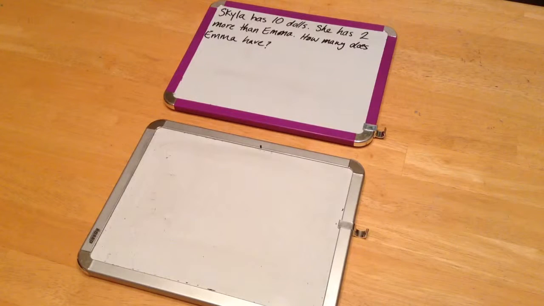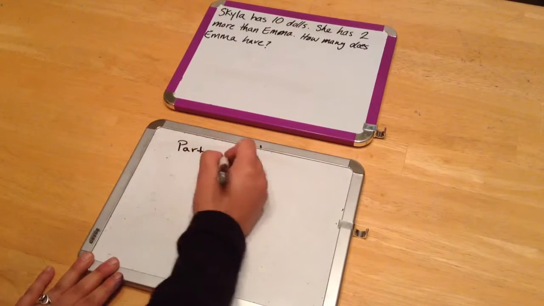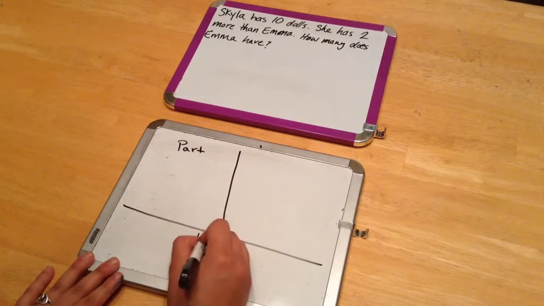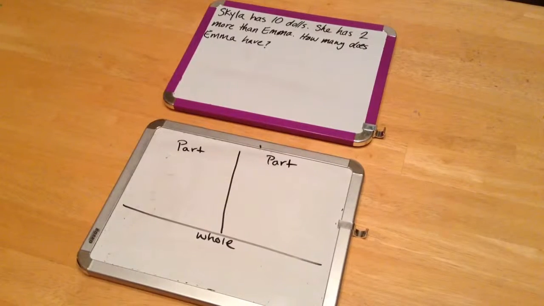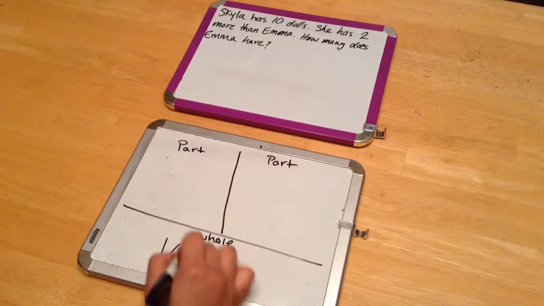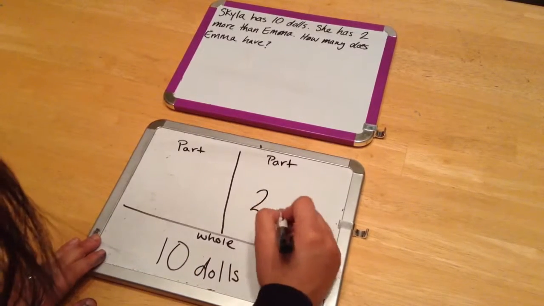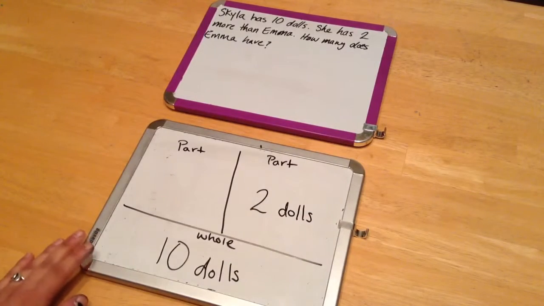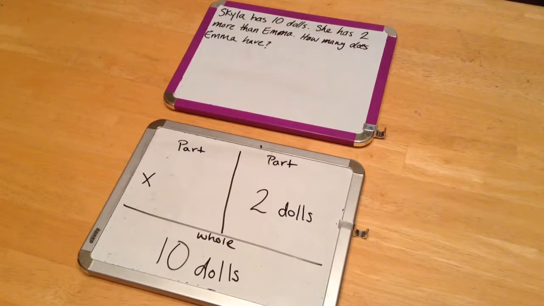Okay, so let's do another word problem. Skyla has 10 dolls. She has 2 more than Emma. How many dolls does Emma have? So we're going to use the part-whole diagram. So I'll put part. Okay, so if she has 10 dolls, so she started with 10 dolls. Okay, she gave 2 dolls to Emma. We are looking for how many dolls Emma has left.